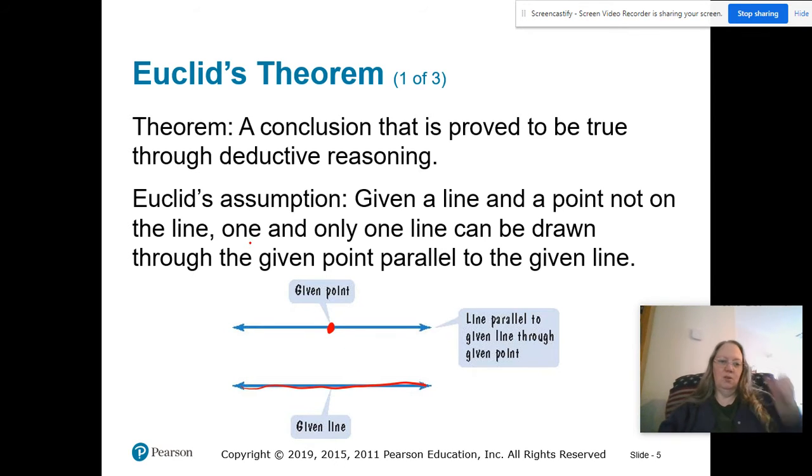And Euclid's assumption, this is actually, nobody's been able to prove this. So we assume it to be true because we need it to be true. There is exactly one line that is parallel to the original line that goes through that particular point. There you go. Essentially what it's saying is these two lines are parallel.